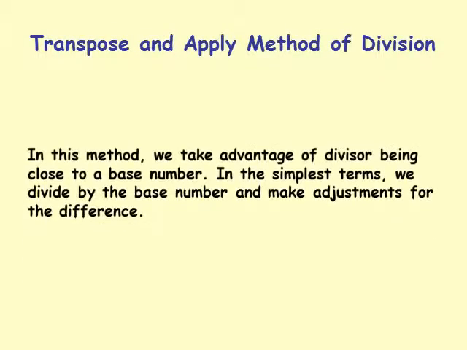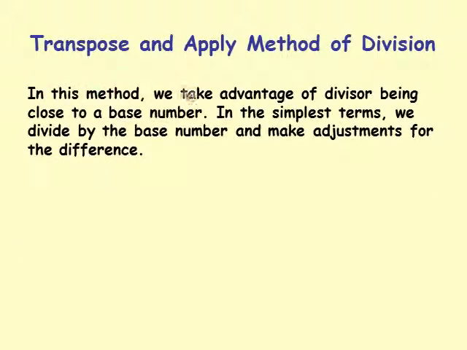Let's see what the transpose and apply method is. In this method, we take advantage of a divisor being close to a base number. In the simplest terms, we divide by the base number and make adjustments for the difference. The divisor is close to the base number; it's not equal to the base number.